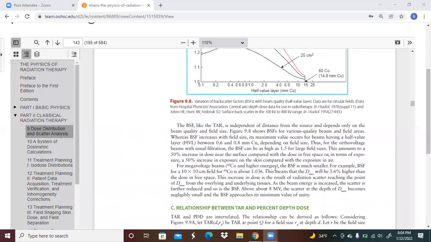So depending on what energy of beam you're using here, your backscatter factor can be fairly significant. But as you get to higher energy beams, it becomes closer to unity.